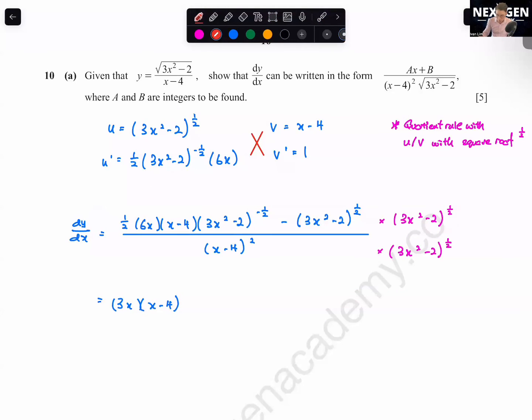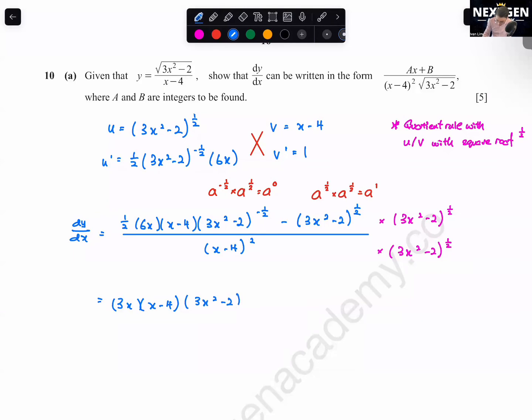3x squared minus 2 is the constant. So I put like that. A to the power of negative 1/2 times a to the power of 1/2, which is power 0, right? Make sense? Power 0. This one, a to the power of 1/2 times a to the power of 1/2, which will give you a to the power of 1. Got it? Yeah, so I'm just going to write down the full working first.